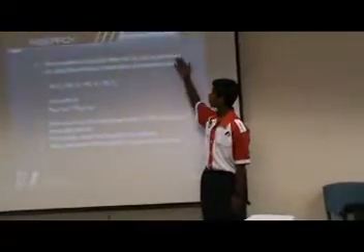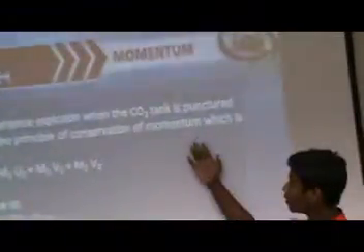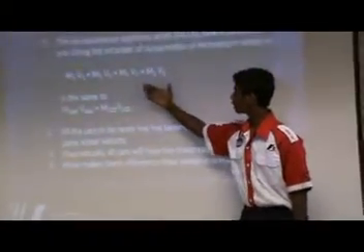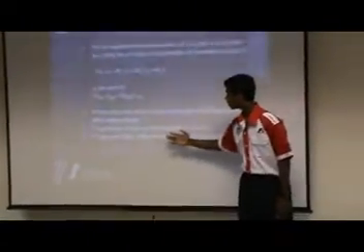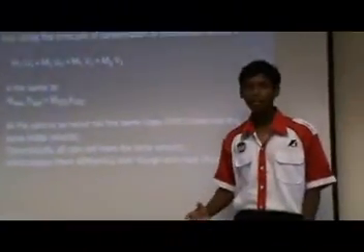The next thing is momentum. The car experiences an explosion when the CO2 tank is punctured. This uses the principle of conservation of momentum, which is m1u1 plus m2u2 equals m1v1 plus m2v2. All the cars to be raced have the same mass of CO2 tank and the same initial velocity. Theoretically, all cars will have the same velocity. What makes them different is the design and the mass of the car.